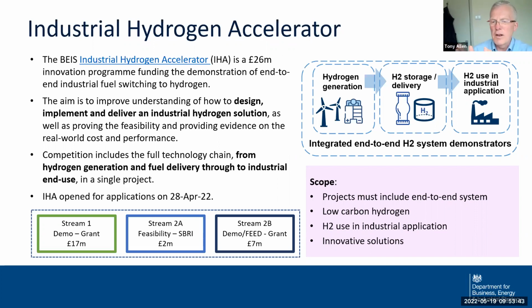Stream 2 is a more conventional feasibility study, followed by demonstration or FEED study. The unique thing about this one is that Stream 2A, the feasibility, is SBRI funded, Small Business Research Initiative. So there's no need for matched funding here as there is with grant funding. It's a maximum of £400,000 per programme. Subsequently, there will be a Stream 2B, a demonstration or front-end engineering design following on. Maximum time available for that will be approaching 2 years, I believe. And then this programme reverts to grant funding at that stage with a maximum of £7 million per project.